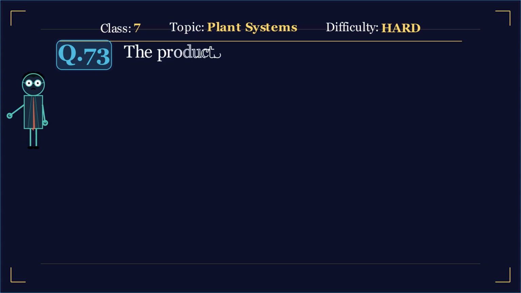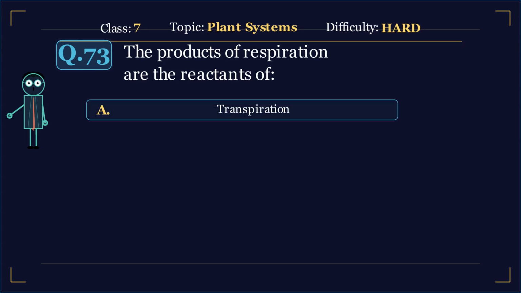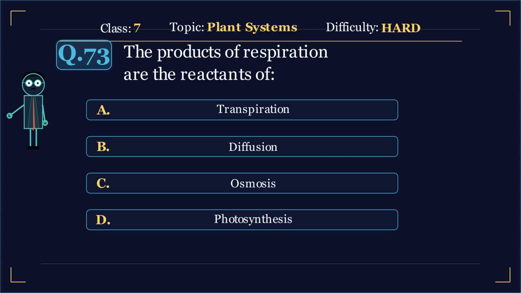Question 73. The products of respiration are the reactants of. Option A, transpiration. Option B, diffusion. Option C, osmosis. Option D, photosynthesis. The correct answer is option D.